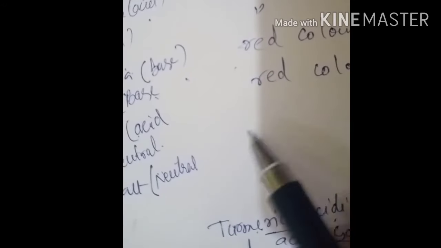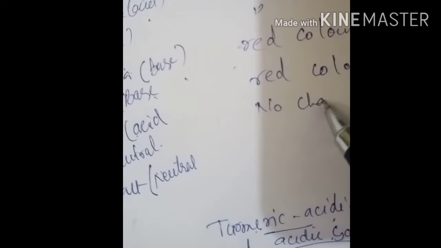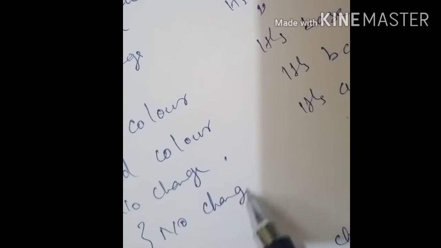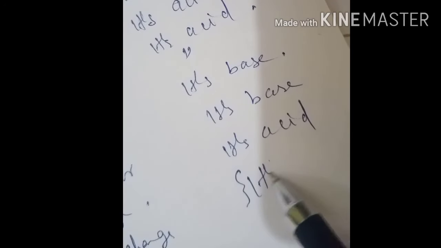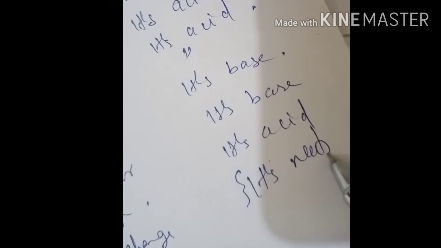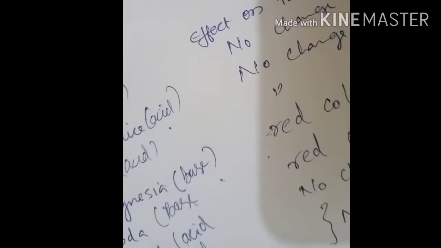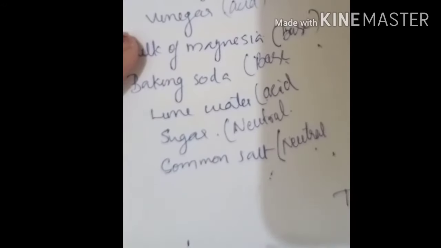Then lime water is an acid, so no change occurs when turmeric is added. Then sugar and common salt both are neutral. So for both, no change because it is a neutral solution. Okay, so this one will be the table 5.3.